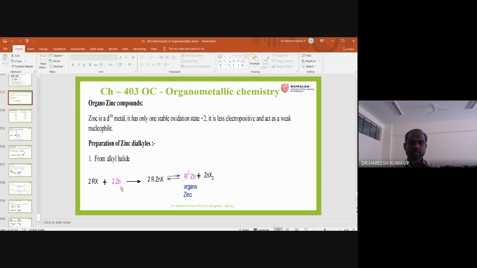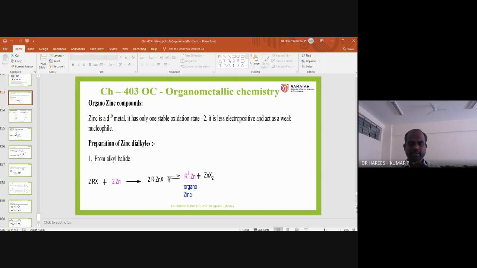So here what is happening? There will be a new bond formation between the zinc and the R group. Here the R group is an alkyl group. So what is happening here? This X is going along with the bonded pair. When X is going along with the bonded pair, R attains a positive charge, then zinc will form a bond with its electron.